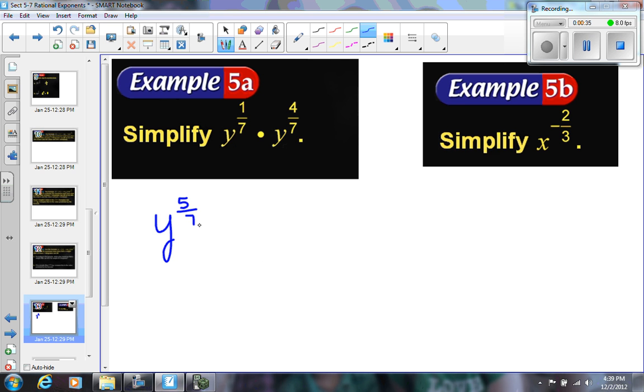Now, if I was asked to put this into radical form, I could say this is the same as the 7th root of y to the 5th power. But unless you're specifically asked to do that, you wouldn't need to.